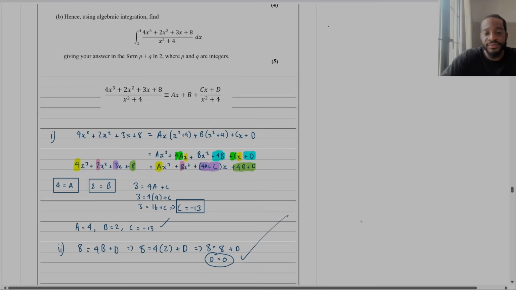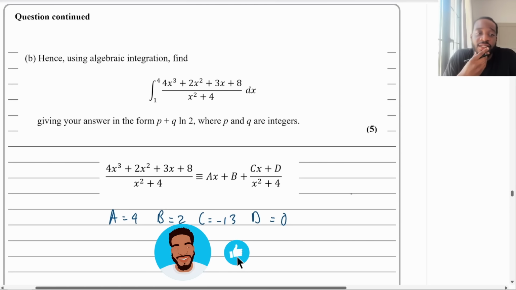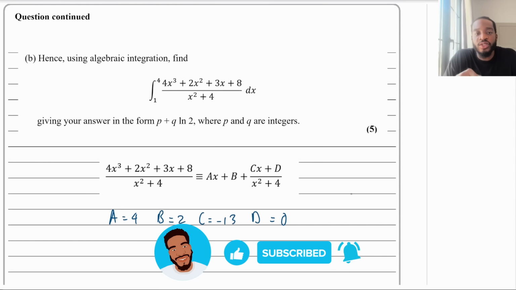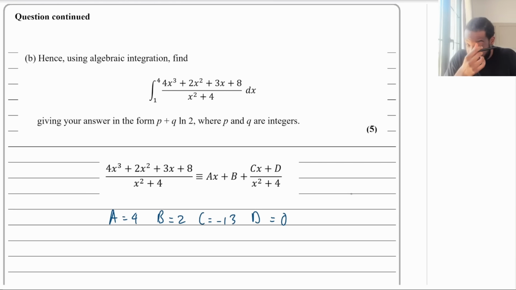Perfect. All right, so part B says, hence, using algebraic integration, find the integral between 1 and 4 of 4x cubed plus 2x squared plus 3x plus 8 over x squared plus 4. Give your answer in the form p plus q ln 2, where p and q are integers, for 5 marks.